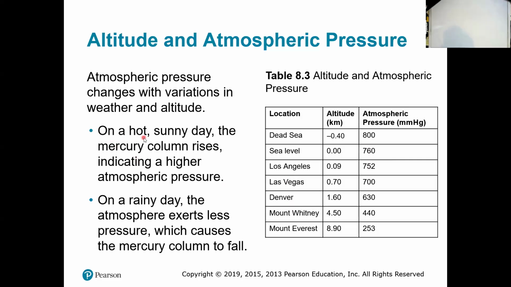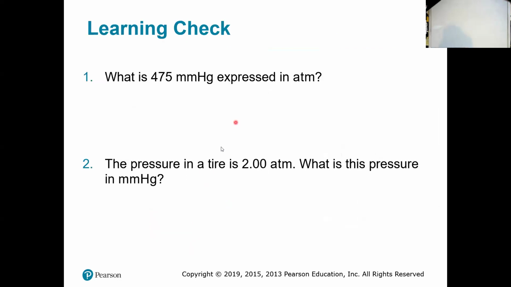Other things that we can look at. On hot days, our mercury column is going to rise, indicating a higher atmospheric pressure. That's because when temperature increases, pressure increases. On rainy days, the atmosphere is going to exert less pressure and our mercury column is going to fall a little bit lower. So just some interesting things to note there.